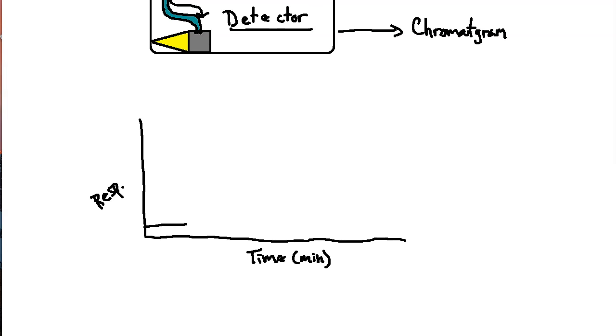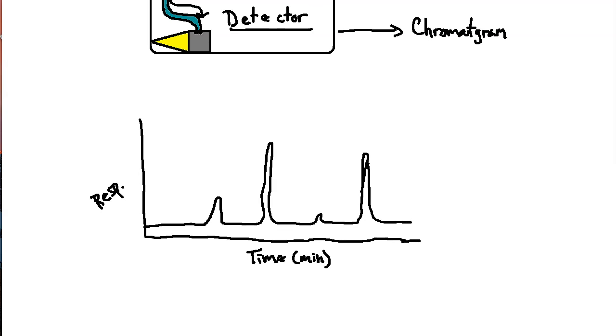Again, to have a steady baseline, you need to make sure that you've got a good degasser for your mobile phase. And then at some point, you're going to see, if you have compounds, peaks that start coming off. Now you might just have one peak if it's a pure substance, but most of the time when you're doing HPLC, it's to separate out several components from one another. So you can see an example like this.